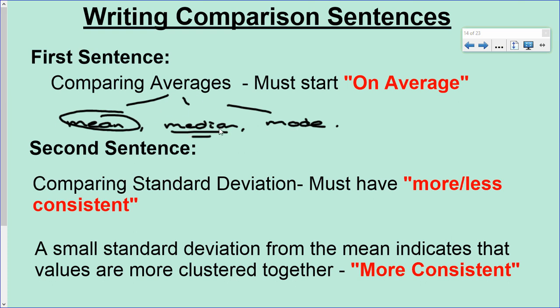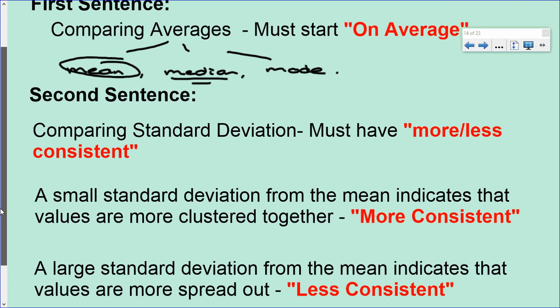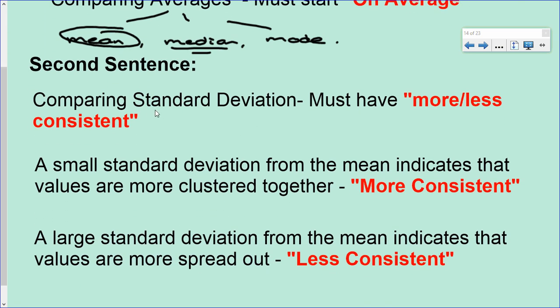But I'm giving you all these notes for a reason. When we do our next part in the statistics, we have to start when we're comparing our averages with "on average". Our second sentence is when we're comparing our standard deviation, and it has to have more or less consistent. So a small standard deviation from the mean indicates that the values are more clustered together or more consistent. A large standard deviation from the mean indicates that the values are more spread out or less consistent.